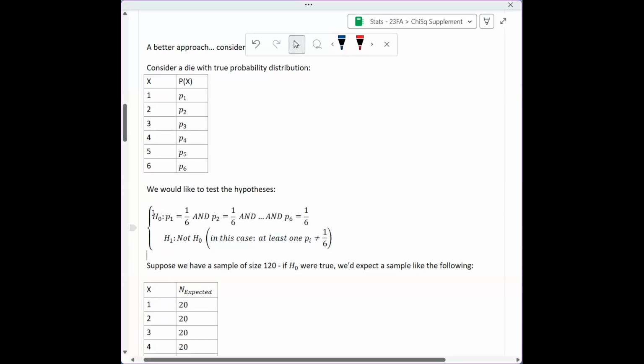So we give the benefit of the doubt, we give the null hypothesis to the fair die, and the alternative is that the die is unfair. But not just looking at a single number, how many times we roll a 1, but looking at the distribution as a whole.